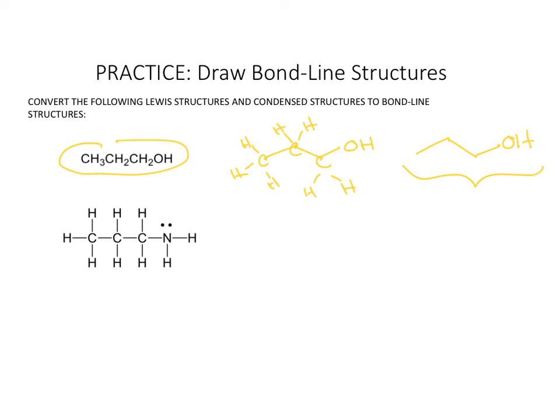So to convert this compound to a bond line structure, we do the same thing. So we've got 1, 2, 3 carbons. I'm using the zigzag, and then I'm going to draw in my nitrogen atom and the hydrogens attached to it.